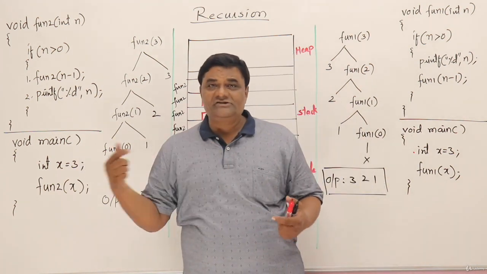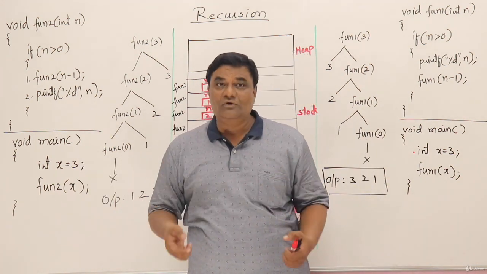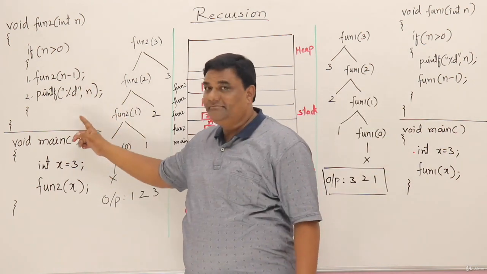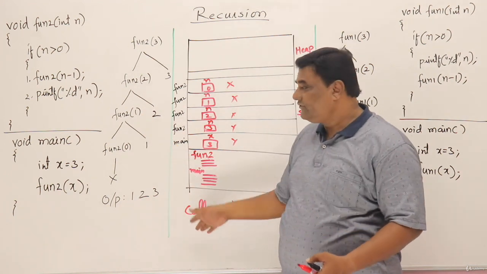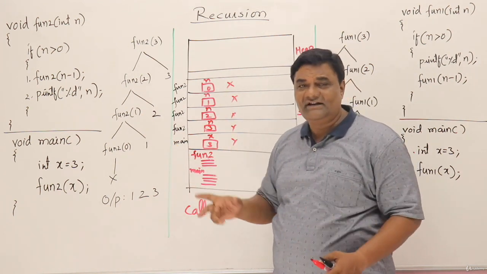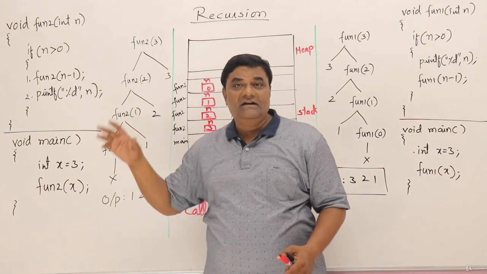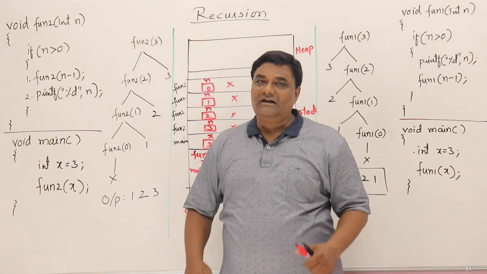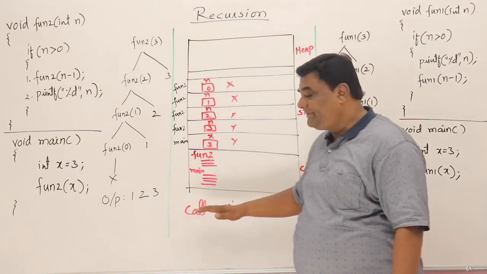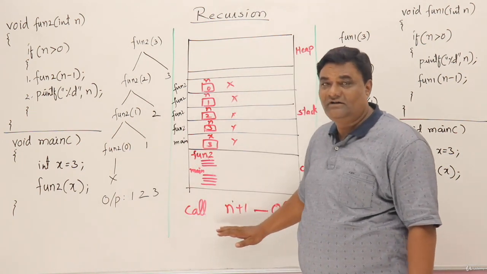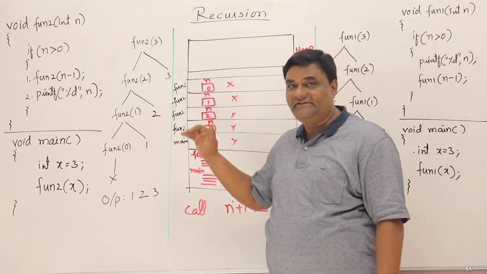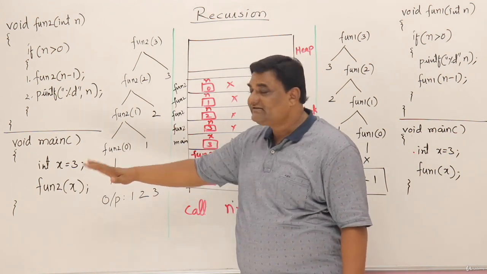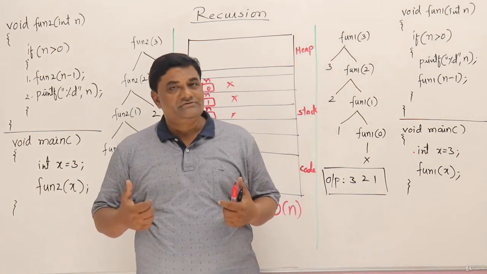Both of these functions are almost the same. The only difference is that this one first prints and then calls, and this one first calls and then prints. So the activation records created for these functions will be the same. That's the reason I have taken two similar examples and shown you how the stack is utilized. It will be the same in both programs. The size of the stack and the space consumed by this function is also order of n, that is, a total of n plus 1 activation records are created for function fun2, leaving aside main. This is how recursion uses a stack.